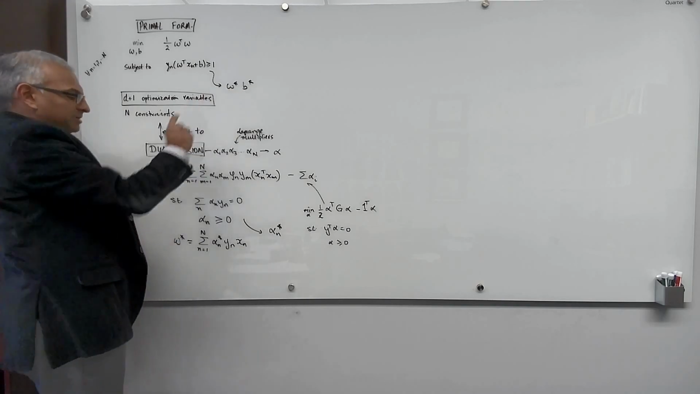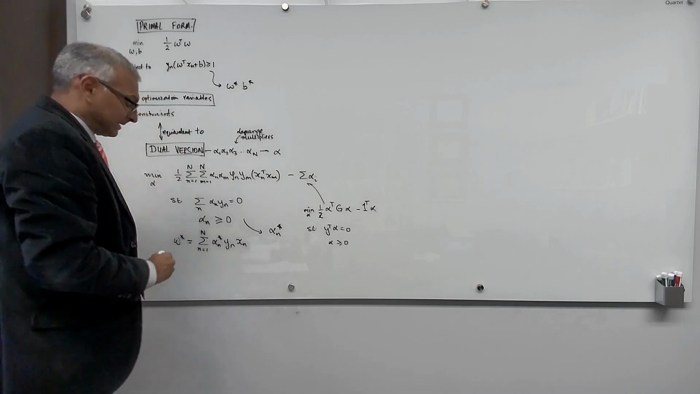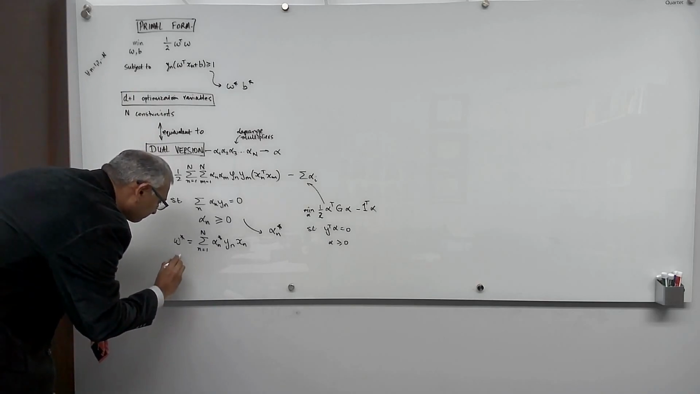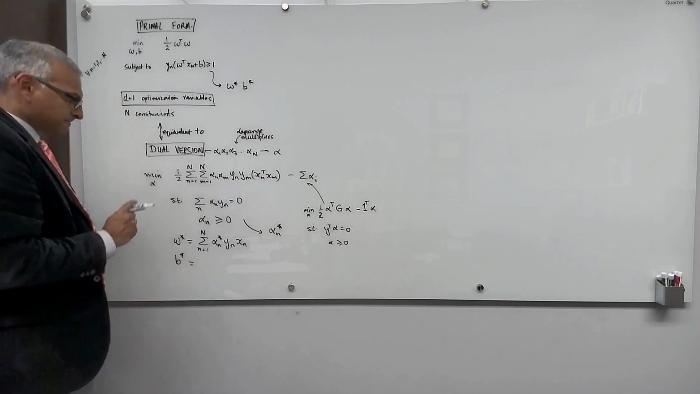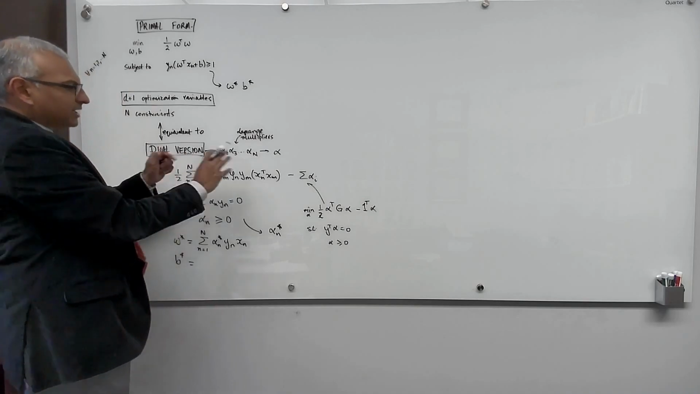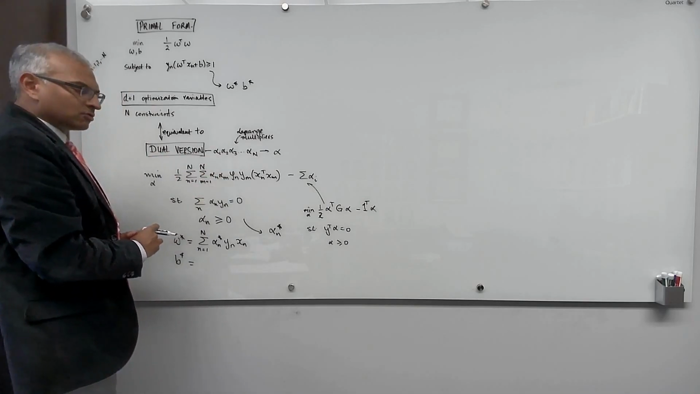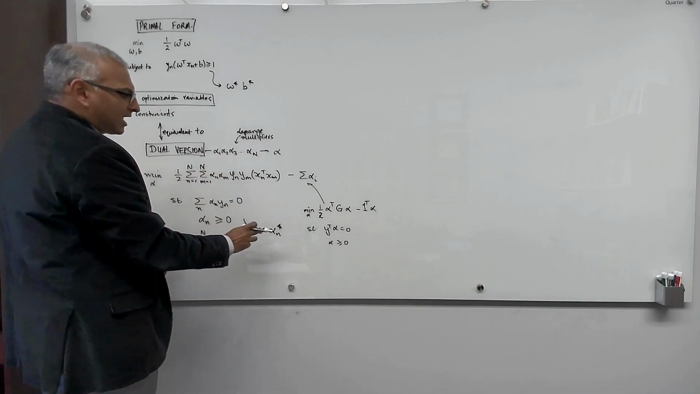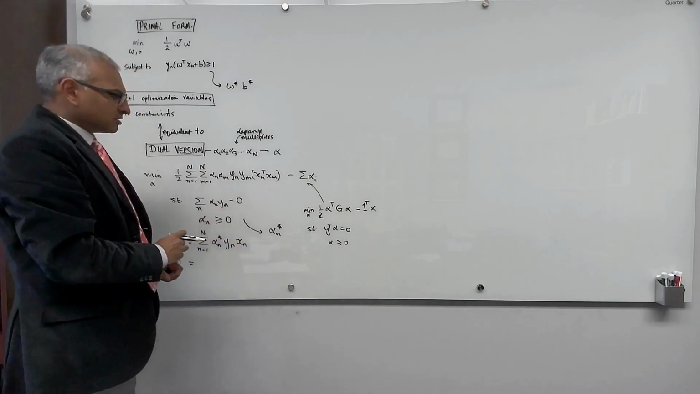What about the optimal B star? The optimal B star is a little more complicated. B star is equal to, now you have to pick a data point, and you have to pick an alpha whose value is strictly positive.